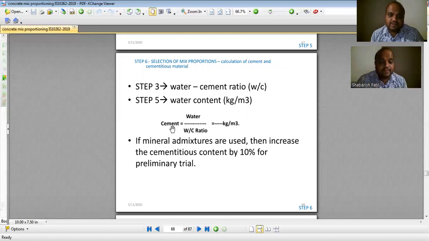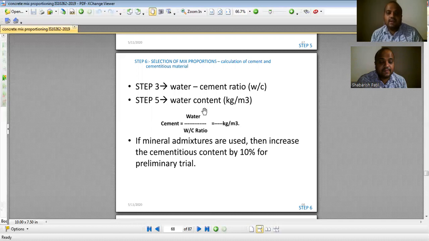Now I want cement. We have this formula: water cement ratio is water divided by cement. Therefore, cement is equal to water divided by water cement ratio. So I know the water content and I know the water cement ratio. With this, I can calculate the cement, that is in kg per cubic meter.